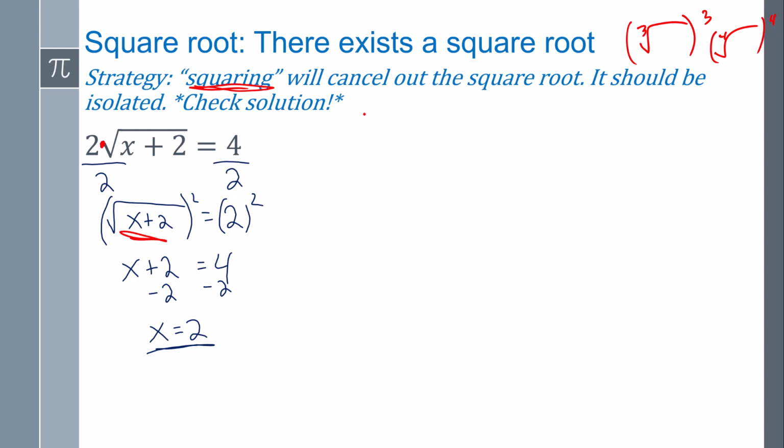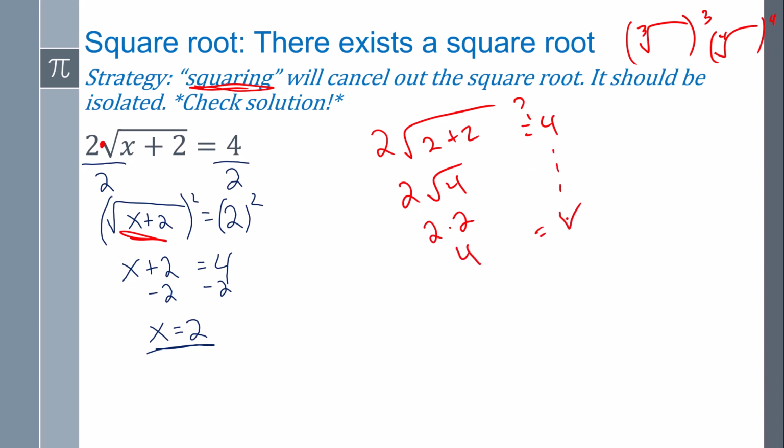Now you can plug it back in to verify it. 2 times the square root of 2 plus 2, does that equal 4? 2 times the square root of 4, square root of 4 is 2, 2 times 2 is 4. Yes, it equals 4. Yay!